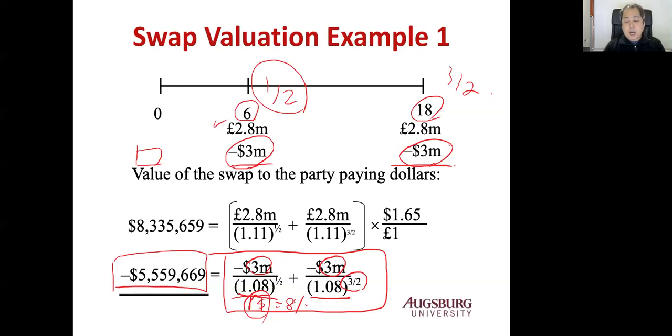And then you receive pounds, 2.8 million pounds in each term. So again, 2.8 million pounds, and now our pound rate is 11%, so the discount rate should be 11%. Again, the exponent is a half, and then 1.5, because this is half a year later and 1.5 years later.